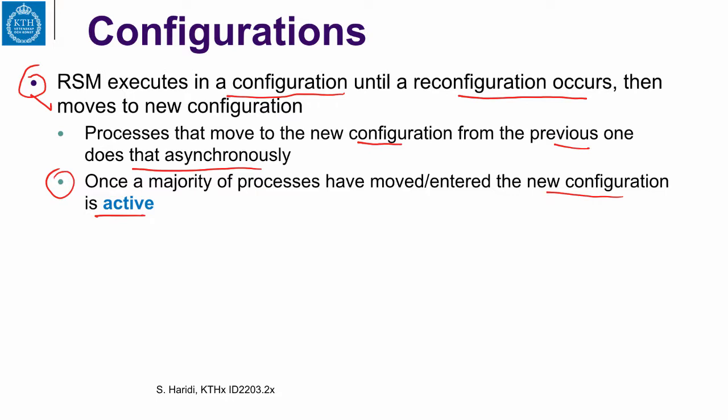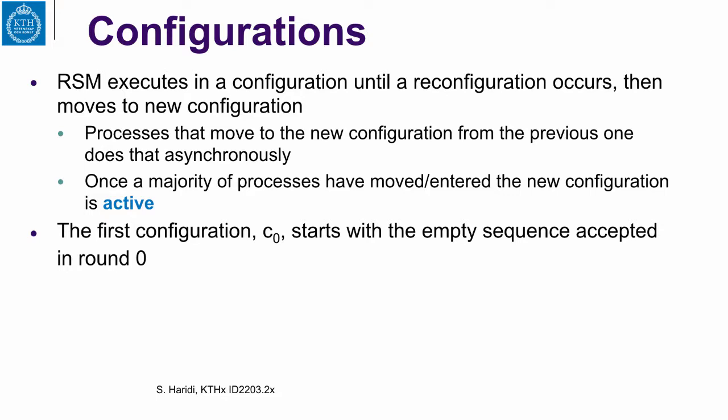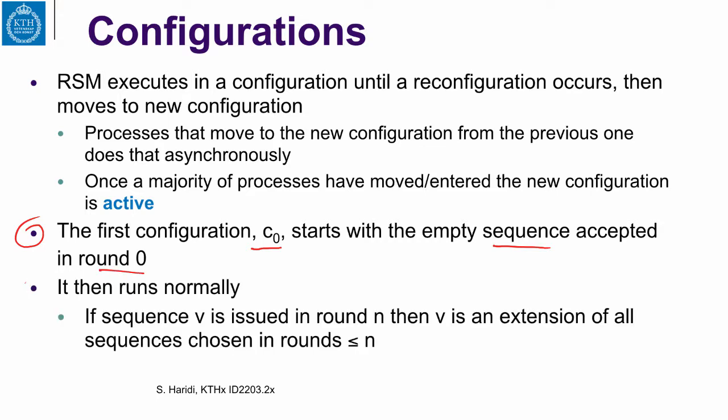In fact, we say that the replica of that configuration is now a running replica, and the previous one is a stopped replica. Of course, this happens because processes run at different speeds. We are assuming an asynchronous system. The first configuration is C0. As usual, it will start with the empty sequence accepted at round 0. It runs normally in this configuration. It means that if a sequence V is issued or extended at a certain round n, then V is an extension of all sequences chosen at round n or at previous rounds. So this is, again, normal. We have seen this all the time.